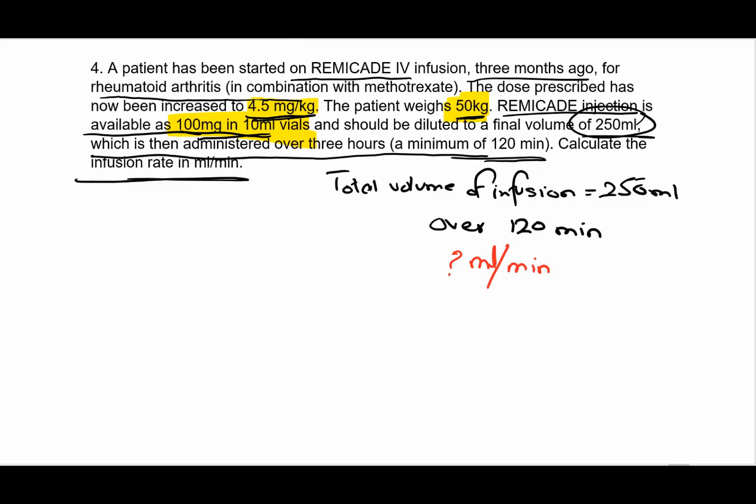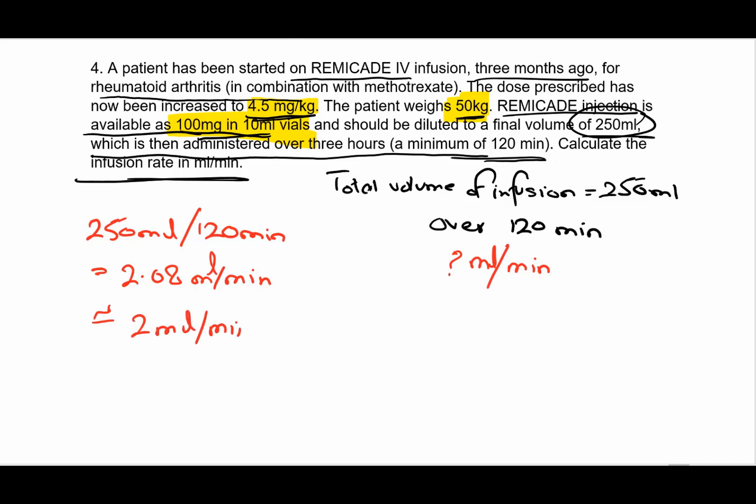So that will be 250 mils we have to give over 120 minutes. Simply 250 divided by 120 will be 2.08 mils per minute. And we can simply round it to 2 mils per minute, and that's the answer.